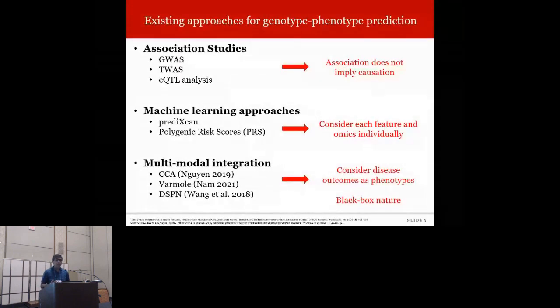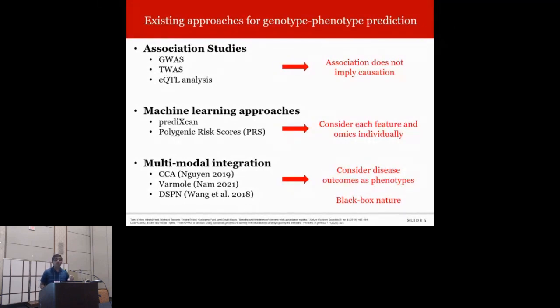So there are a couple of existing approaches that do phenotype prediction from genotype or other related data. They can be categorized into three different groups. The first group is the association studies, like GWAS, eQTLs, and TWAS. But the key drawback is that association is not always causation, and they don't predict; they just associate.